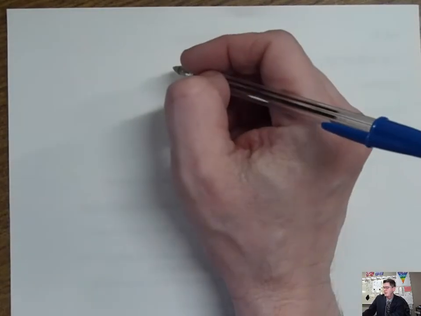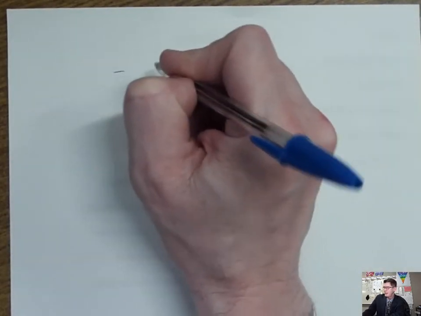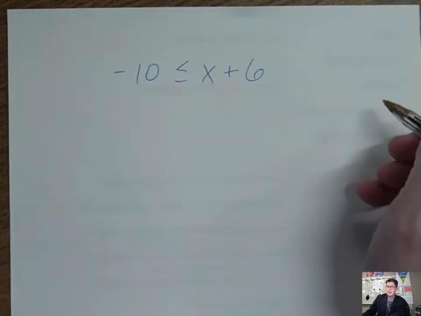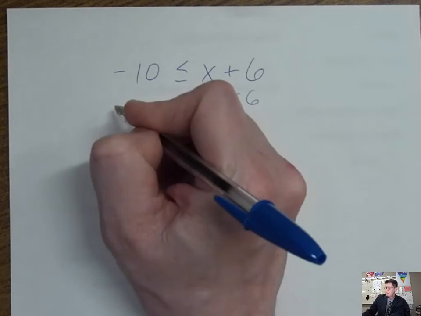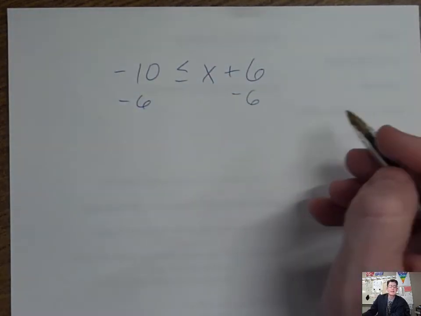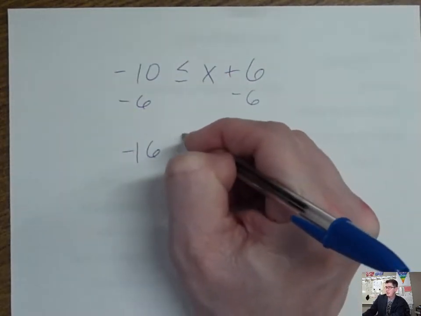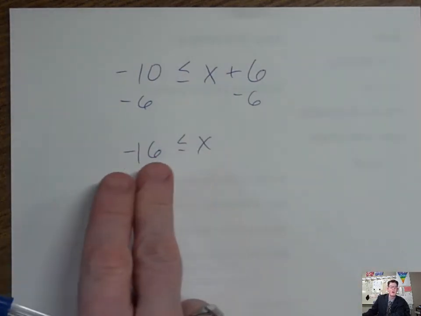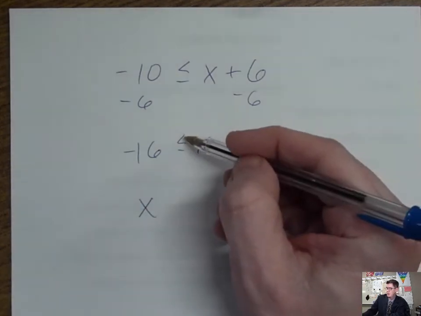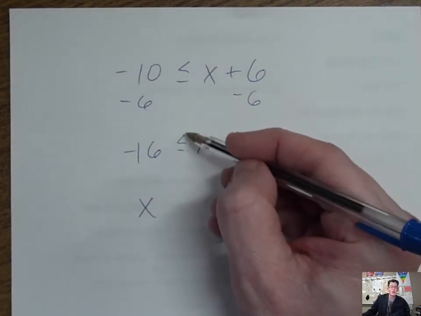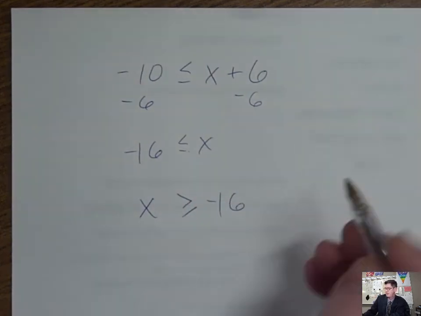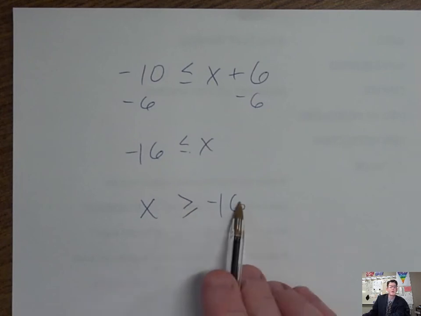Now that works exactly the same. It doesn't matter what side the variable is on. Negative 10 less than or equal to x plus 6. Subtract 6 from both sides. This number becomes negative 16 less than or equal to x. And then like we did before, we can move the x over and change this sign so that the bigger part is still next to the x. So x is greater than or equal to negative 16. So all numbers bigger than or equal to negative 16.